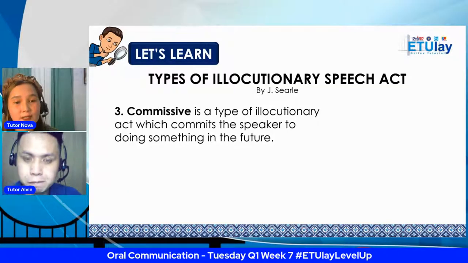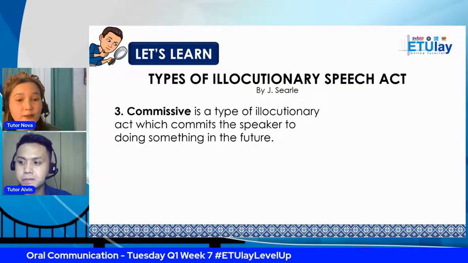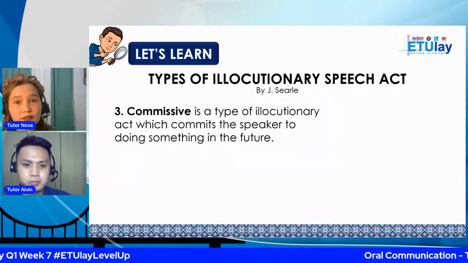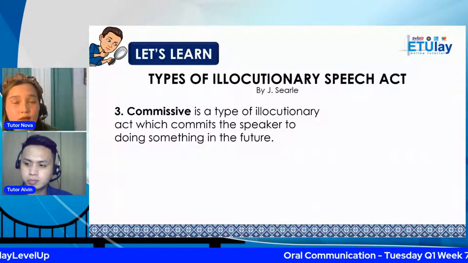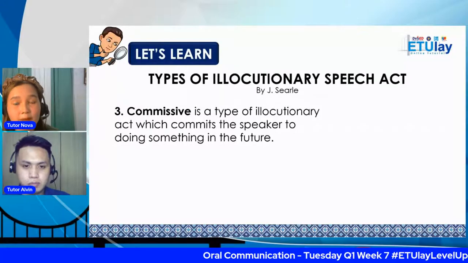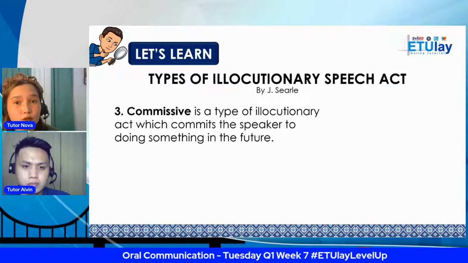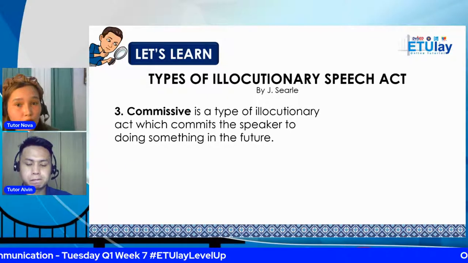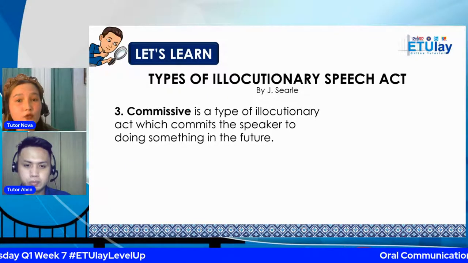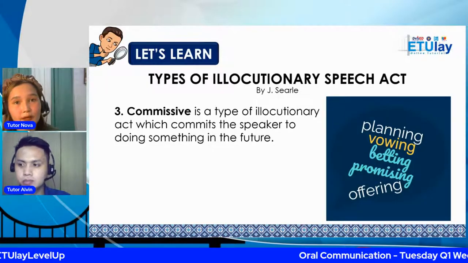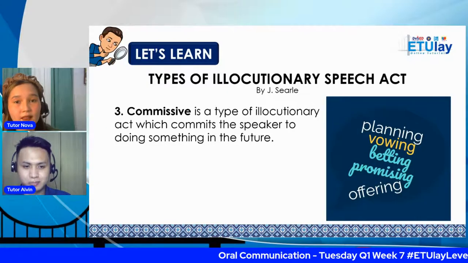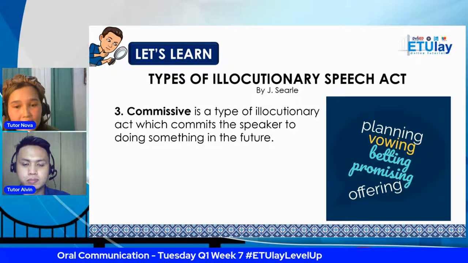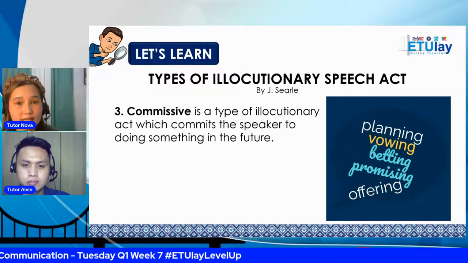So number three, Tutor Nova, is commissive. Now, commissive is a type of illocutionary act which commits the speaker to doing something in the future. Directive is actually directing the person to do it right away. But the commissive is trying to let that person do something in the future. It could be sooner or later. You wanted them to commit to it, but you don't want them to do it right away. You can let them do it in the future. That is commissive. Now the examples are planning, vowing, betting, promising, and offering.